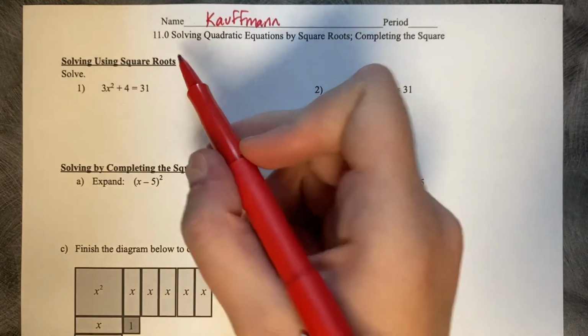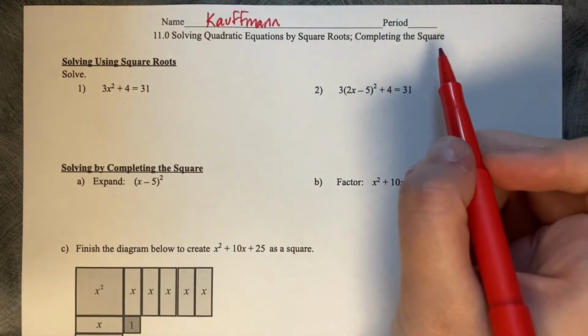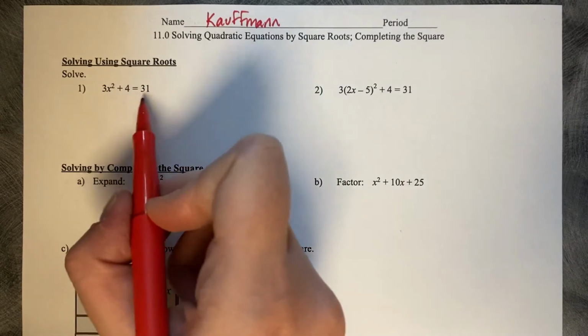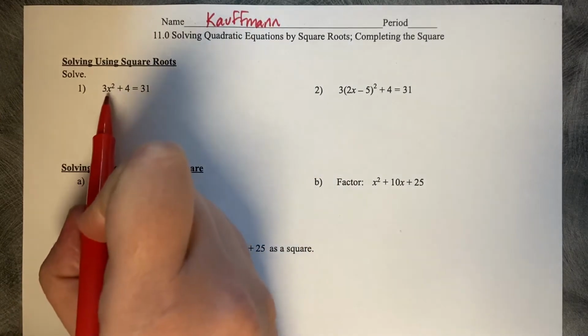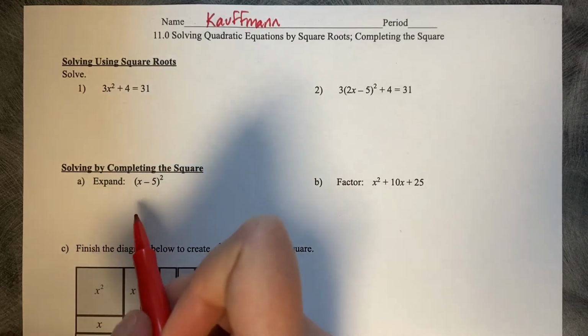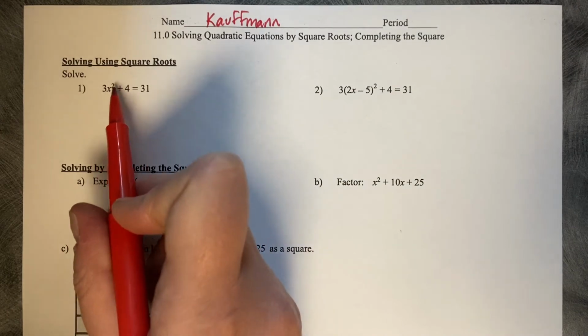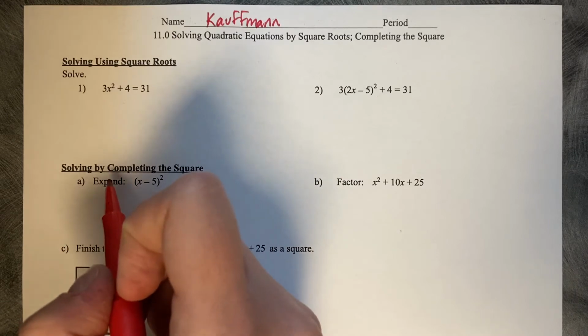11.0, solving quadratic equations by square roots and completing the square. So first we're going to start with solving using square roots. Now, how do we know that we can use square roots to solve this? There is only one x in this expression. It's not like a trinomial where it would be 3x squared plus 7x plus 4. This only has one x squared term in it, which means we can use square roots to finish it.